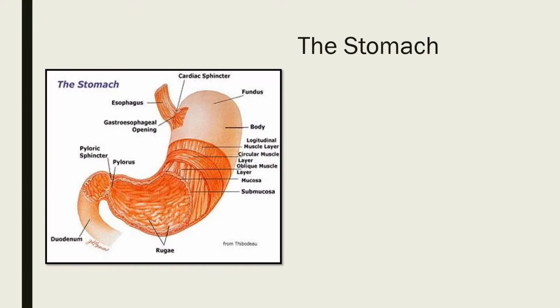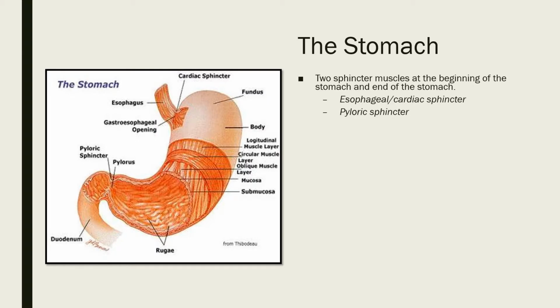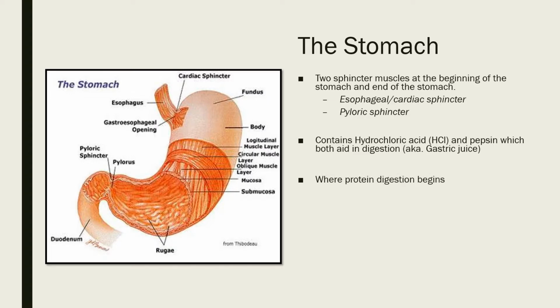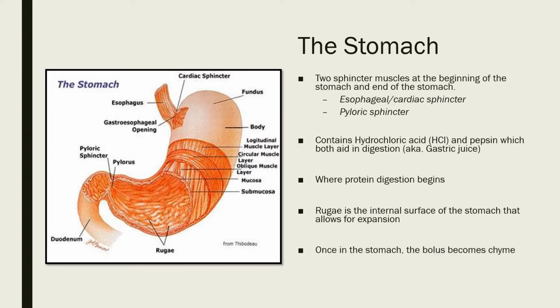Alright, so at the stomach, food is entering through the esophageal, or sometimes called the cardiac sphincter. When food is ready to leave the stomach, it passes through the pyloric sphincter into the small intestine. Now, inside the stomach is what's called gastric juice, and this gastric juice contains hydrochloric acid and pepsin, which both aid in digestion. Pepsin, in particular, digests proteins, so the stomach is where protein digestion begins. There's also rugae, which are the internal surface of the stomach that allows for stomach expansion. And once in the stomach, just note, the bolus becomes chyme.